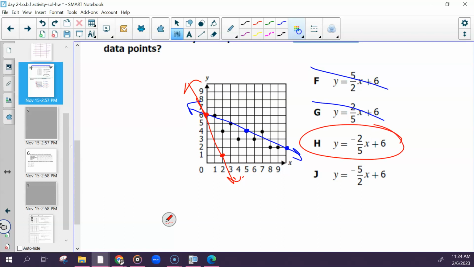So, even though it's asking about line of best fit, we don't necessarily have to use the line of best fit. If we did that, we would have gotten H either way. Questions on that one? On the back, there's one more.